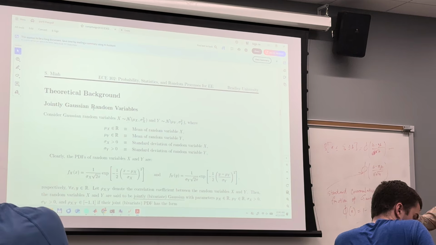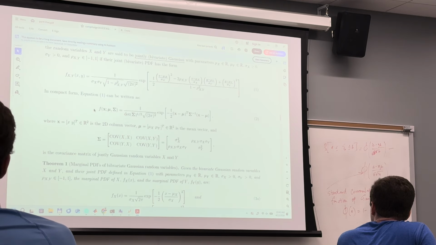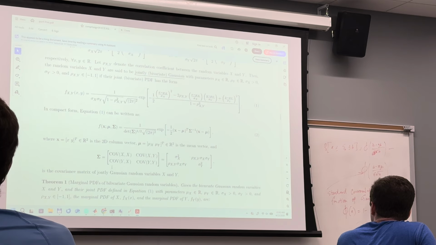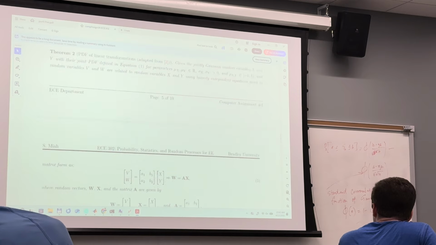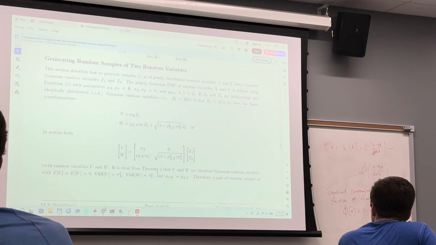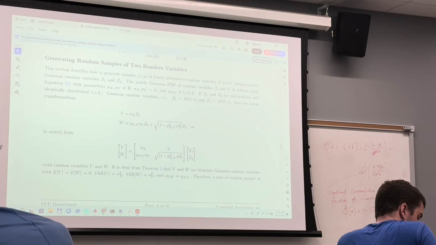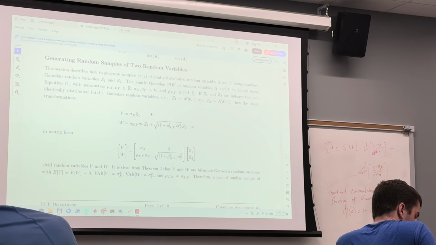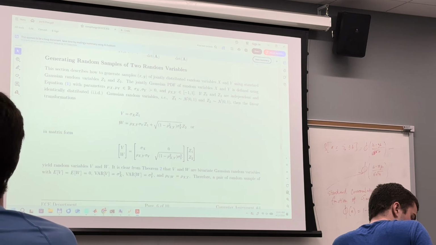This is on Canvas. So go through this theoretical section to understand. But the most important part here is how I came up with this covariance matrix. These are some theory on generating random samples from two random variables, and how I use the standard Gaussian random variable to generate samples for any random variables.